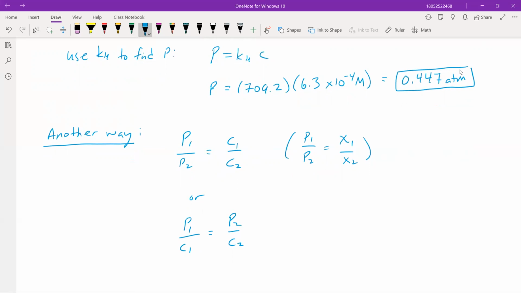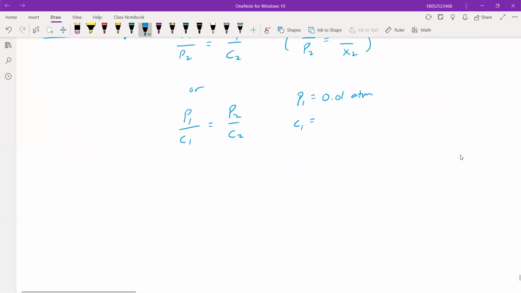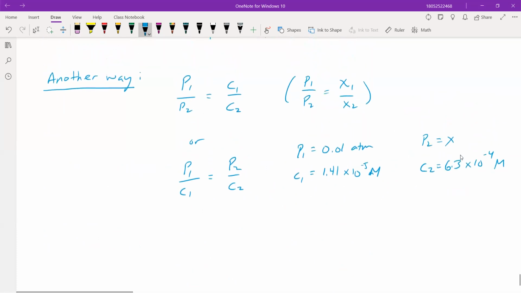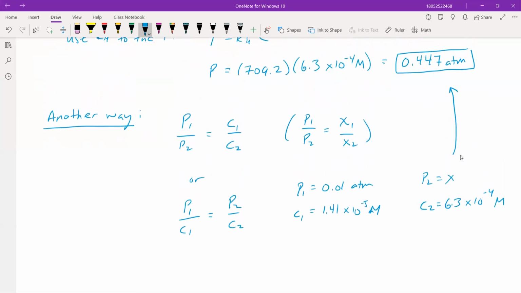And then you would have, let's say, P1 being 0.01 atmospheres, and this being your initial concentration that went with the pressure of 0.01, and then P2 would be what you're trying to solve for, and C2 would be 6.3 times 10 to the negative 4 moles per liter. In the same way, if you solved for X, you would get 0.447 without even having to find Kh, the Henry's law constant. So just a quick thing.